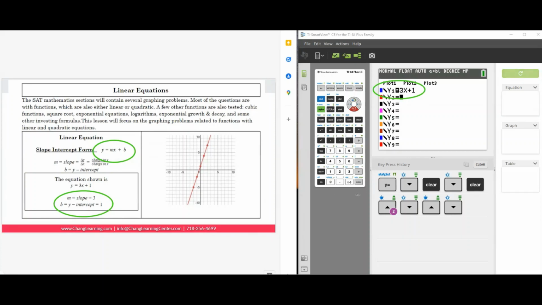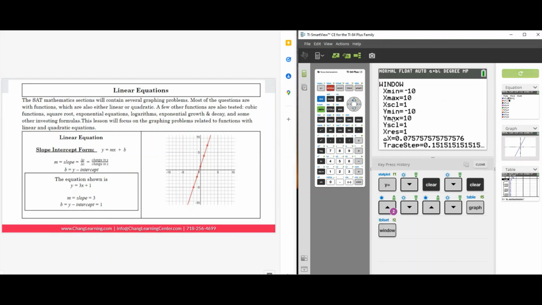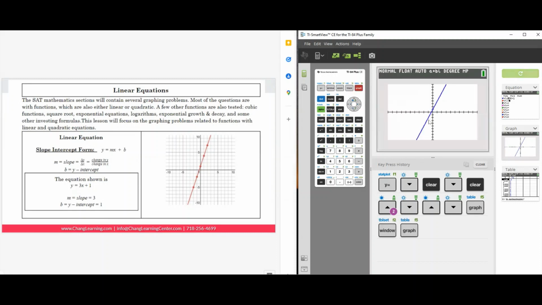So what I've done is I've turned the calculator on, clicked the button y equals, and you can see I've typed in the equation 3x plus 1 into the first blue line. What that will do is, when I click the graph button, it will graph a picture here. If I check the window settings, it's a 10 by 10 graph of the equation y equals 3x plus 1.